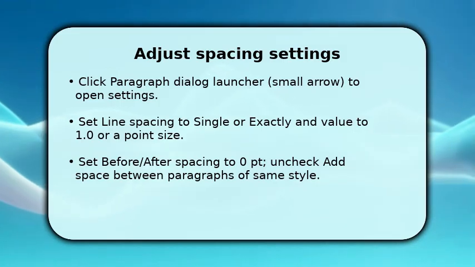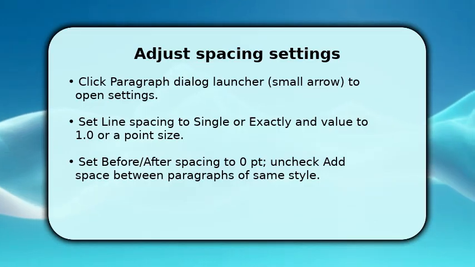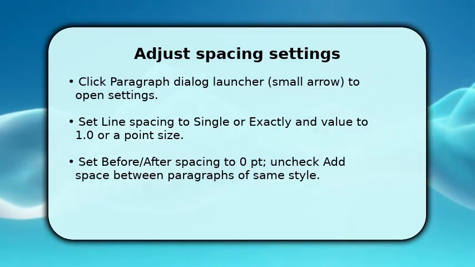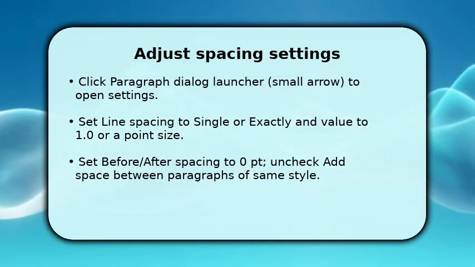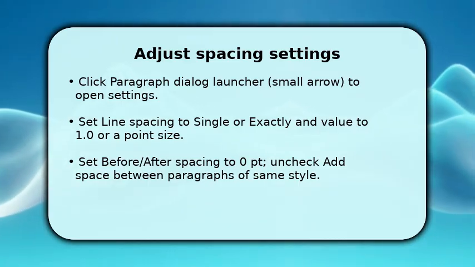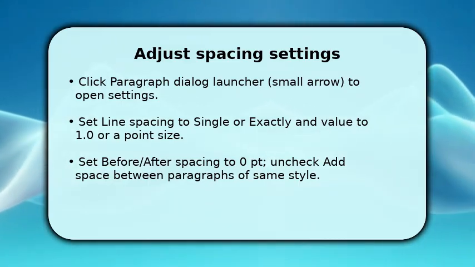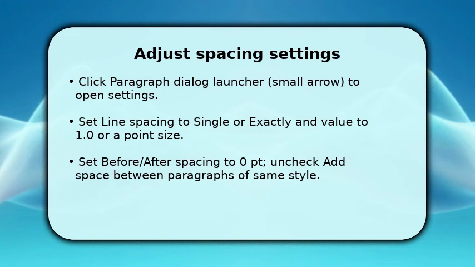Next, set before and after spacing to 0 pt so extra paragraph space disappears, and uncheck add space between paragraphs of same style to prevent automatic gaps. Once done, preview quickly. Tightened lines mean more compact, consistent text across headings and body.